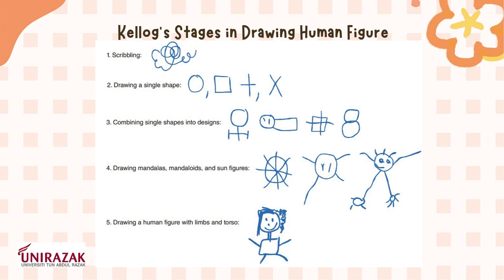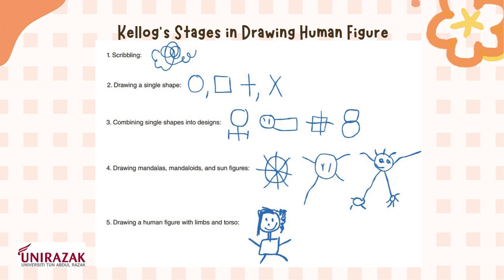Kellogg's stages of drawing the human figure outline a child's progression from simple marks to recognizable figures. Stage 1. Scribbling. Children explore movement and control tools with simple scribbles. Stage 2. Drawing a single shape. They create basic shapes like circles and squares, learning to combine lines. Stage 3. Combining shapes. Children start merging shapes to form designs resembling figures or objects.